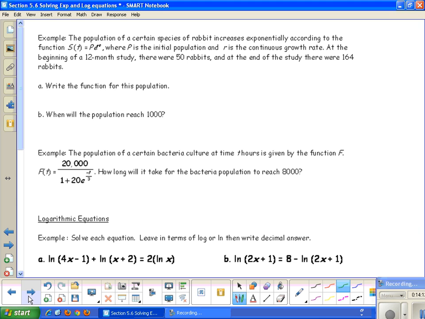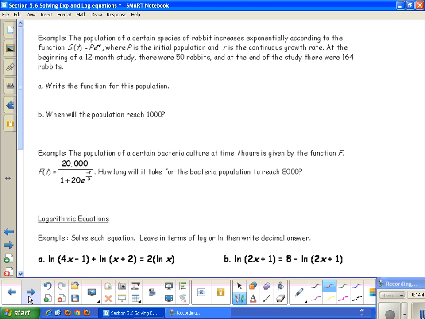For the next example, it says the population of a certain species of rabbit increases exponentially according to the function that's given, where P is the initial population and R is the continuous growth rate. At the beginning of a 12-month study, there were 50 rabbits, and at the end of the study, there were 164 rabbits. Write a function for this population. So if we want to write a function for this population, we know we're using P e to the rt power because that's what it told me in the problem. I just need to plug in, find my initial amount and my rate.